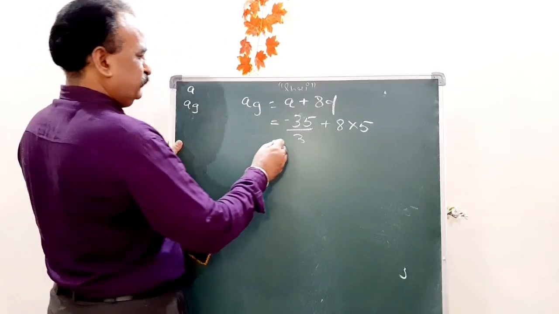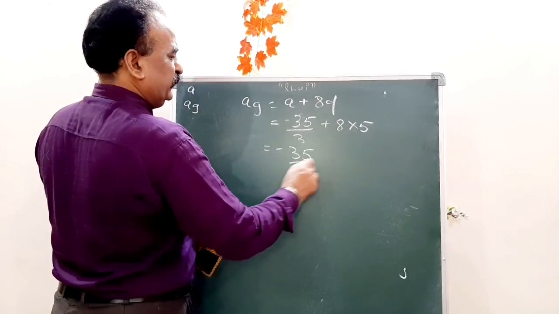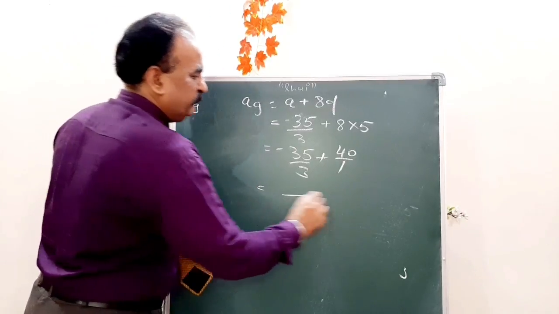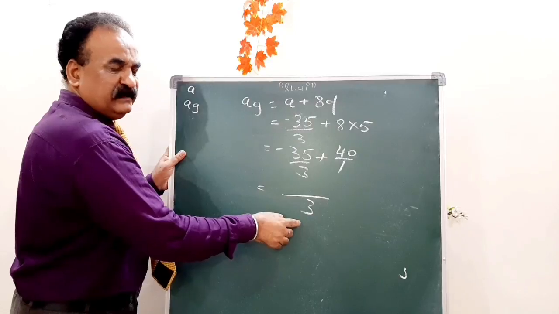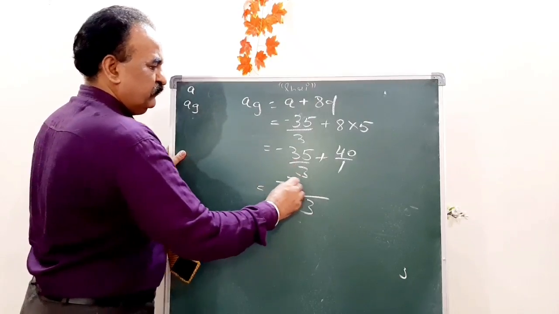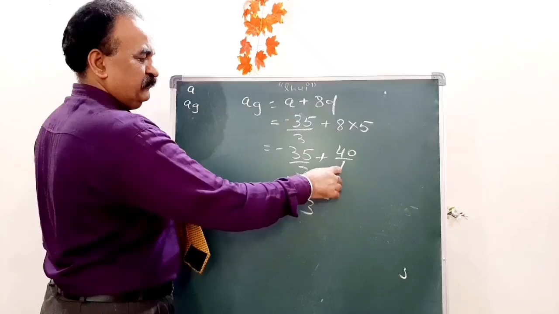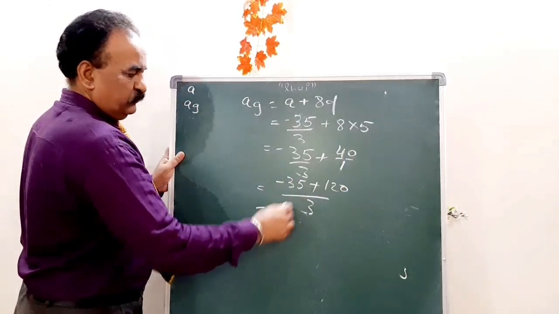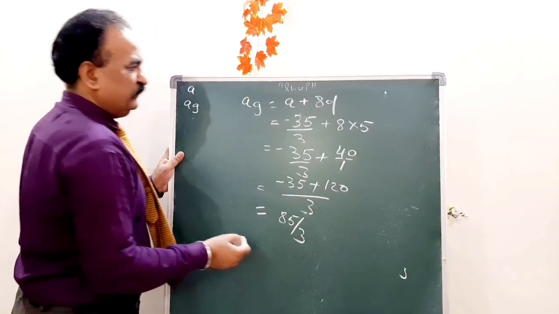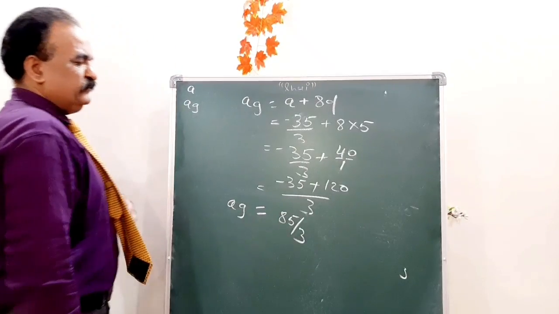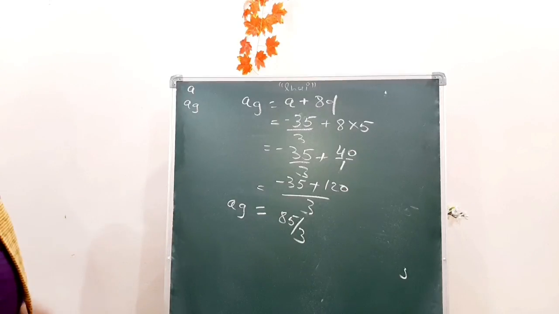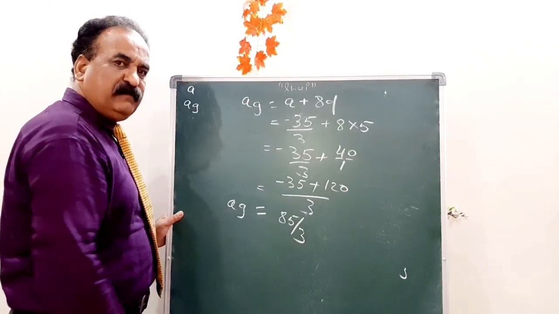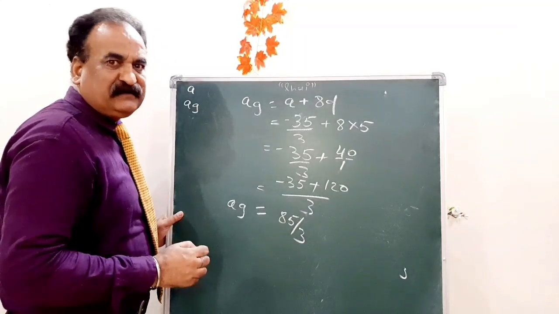It means minus 35 upon 3 plus 8 fives are 40 upon 1. LCM is 3. 3 ones are 3. Minus 35 plus 3 into 40, which is 120. So it means 85 upon 3. So a9 is equal to 85 upon 3. I hope this is clear to you. Okay, now I will take the next question.